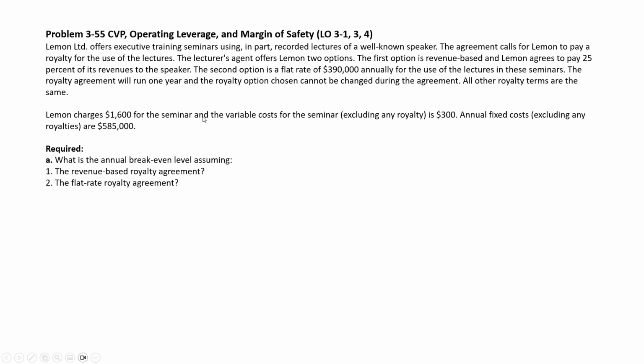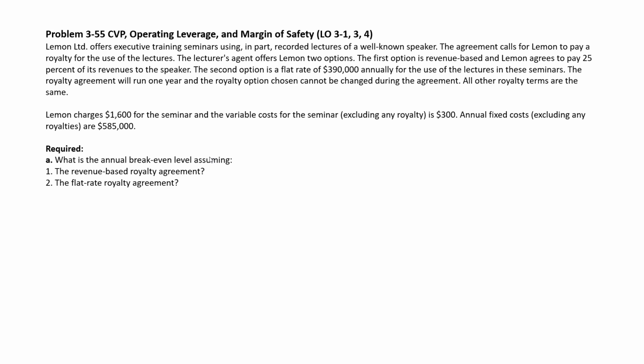Before we consider the royalty costs, keep in mind the revenue that we earn per seminar is 1600 and the variable cost, not including any potential royalty fees, is going to be 300. And the annual fixed cost, again, not including any royalty fees, is 585,000. First part asks us to calculate break even.